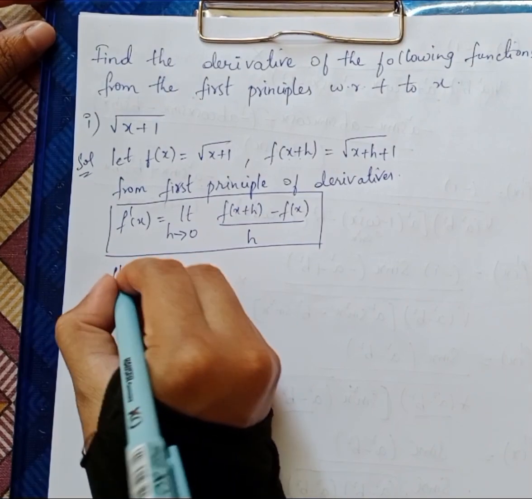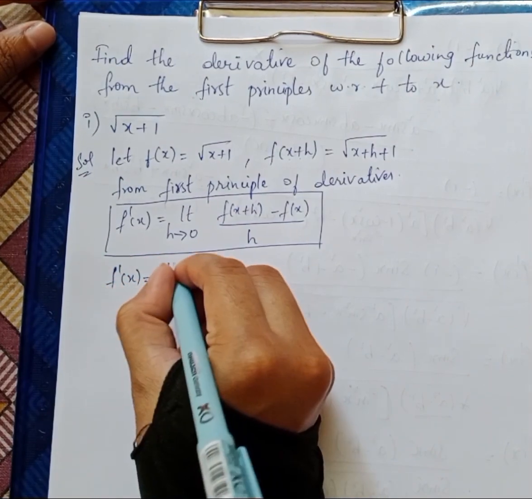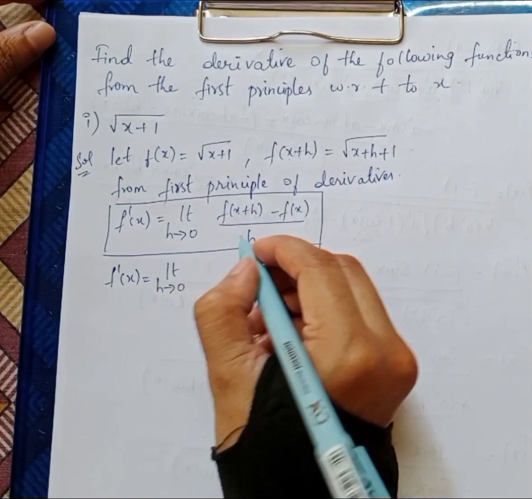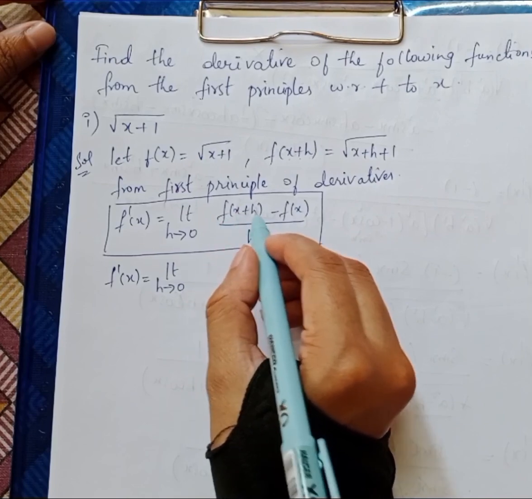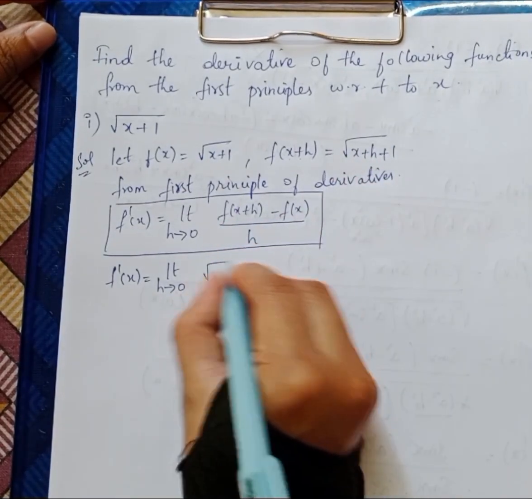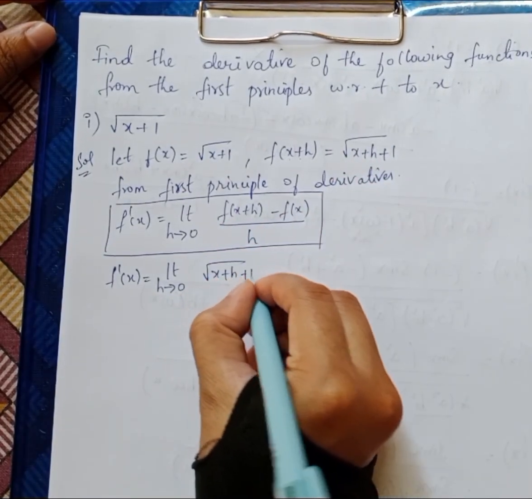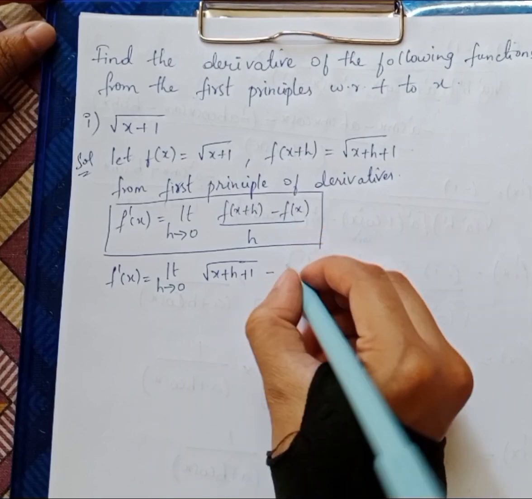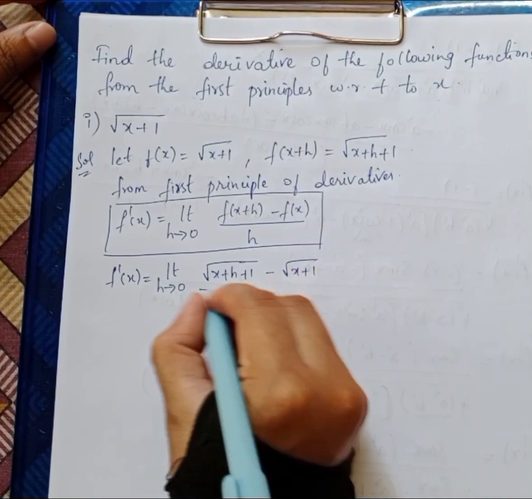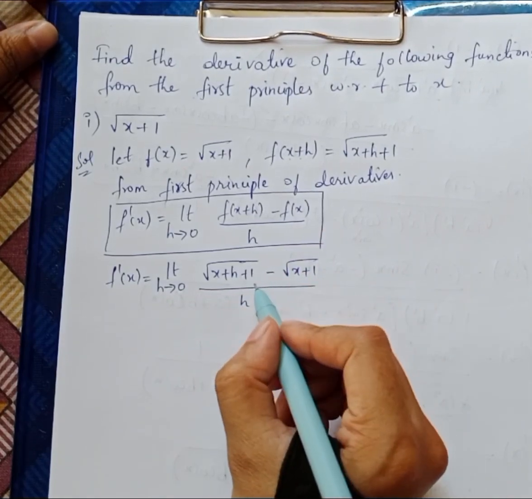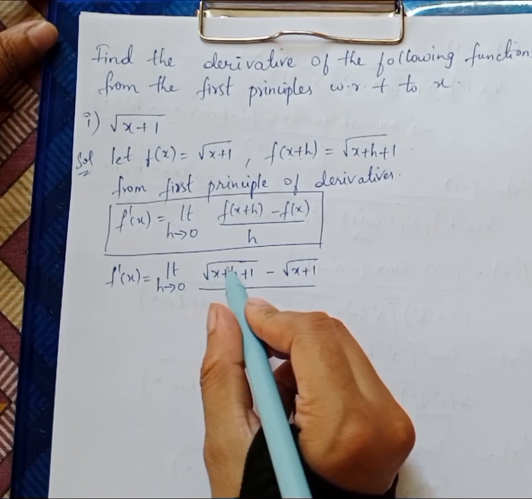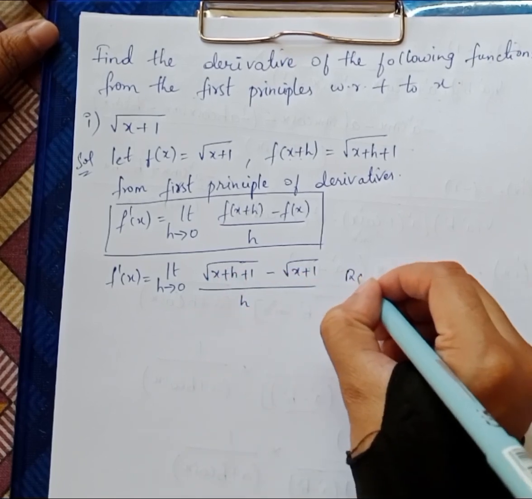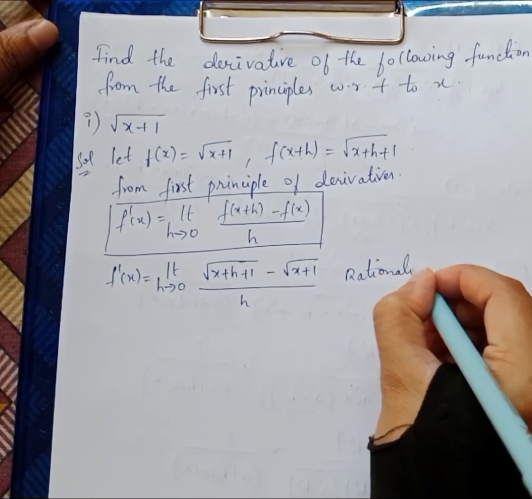So we can write f dash of x equals limit h tends to 0. The value of f of x plus h is this. We'll substitute root of x plus h plus 1 minus f of x, which is root of x plus 1, by h. Now whenever there is a term in roots, we rationalize the numerator.